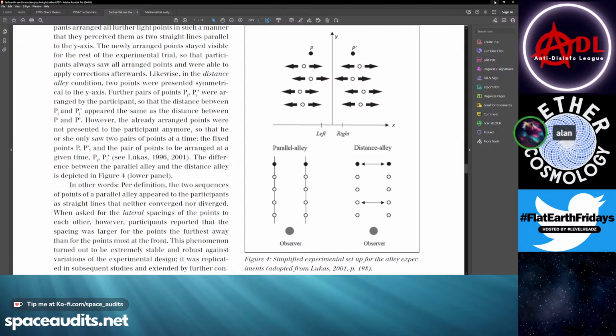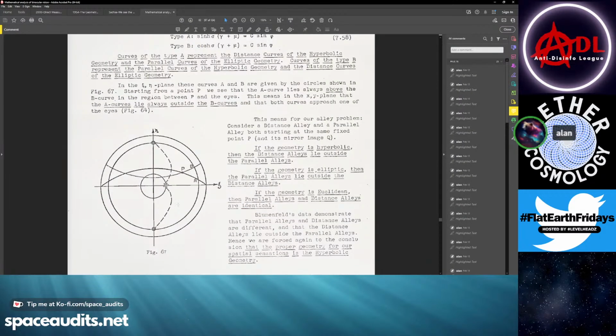And then when they plot that out, if the X and Y axis intersect, that means that we see in curved visual space, not Euclidean, because the Euclidean prediction is that the lines would be outside of, let's see, if the geometry is elliptic, then the parallel lines are outside of the distance. Oh, okay. If the geometry is Euclidean, then the parallel lines in the alley distance are identical. So what that means is they would never intersect. It wouldn't be possible because you would never see it in that. It wouldn't be an option for you to even perceive it that way.